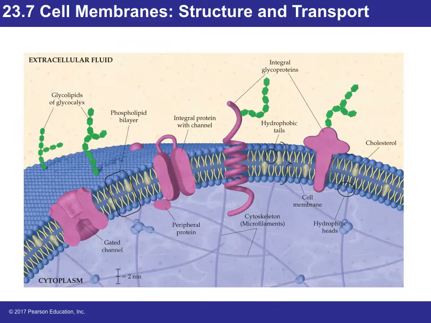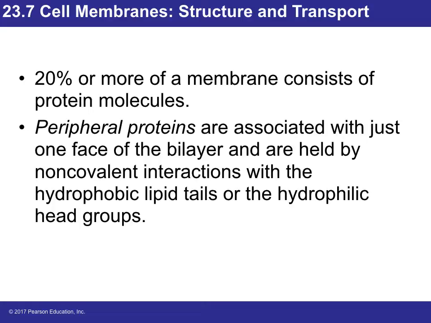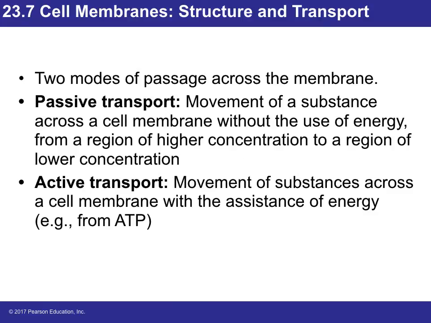You have protein. Some of them are peripheral, so they are on one side or on the other side. Some of them are going to be integral protein. Some of them have channels. Some of them are going to be working only with active transport. And you need to know that about 20% or more of a membrane consists of protein molecules. I'll let you look at those more carefully. Now, the cell will decide what can come in and can get out. And there are basically two major modes of passage across the membrane.